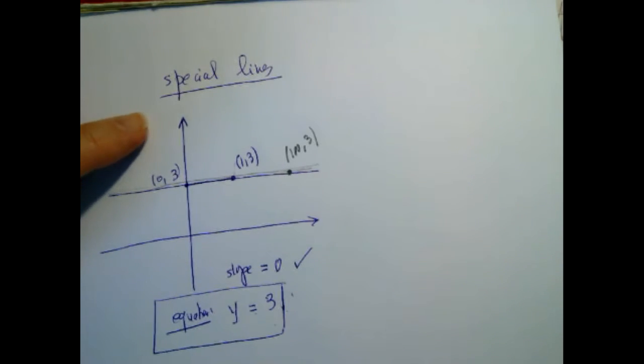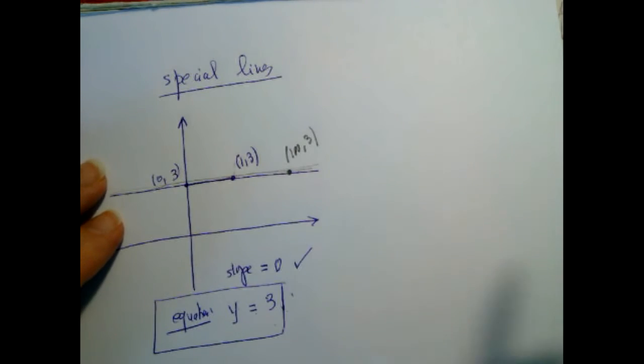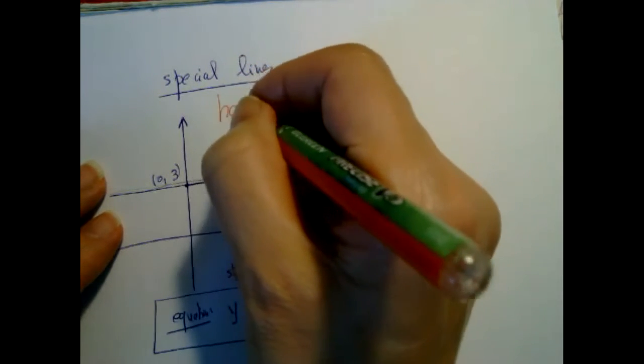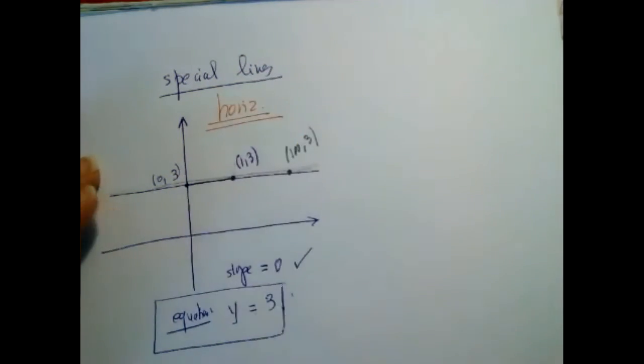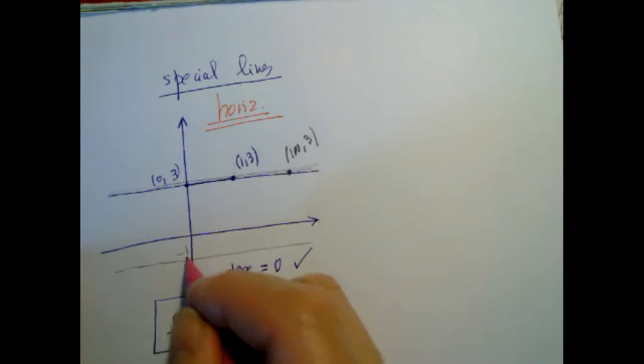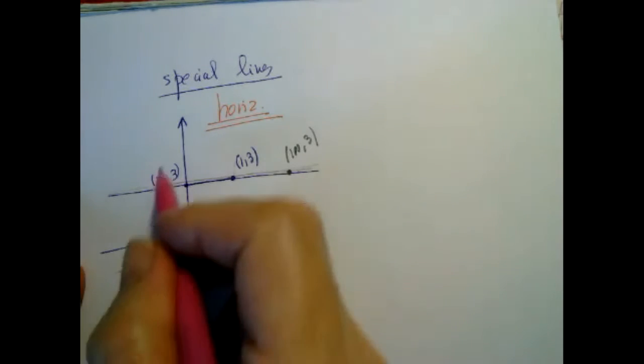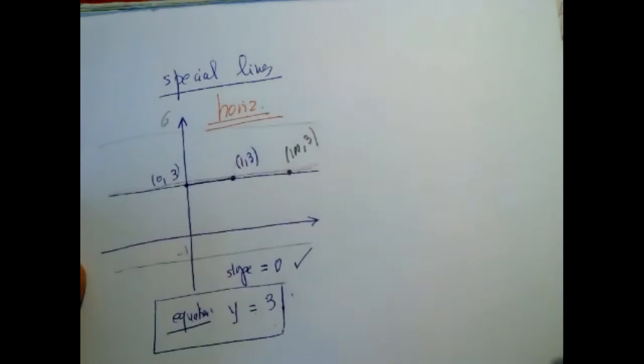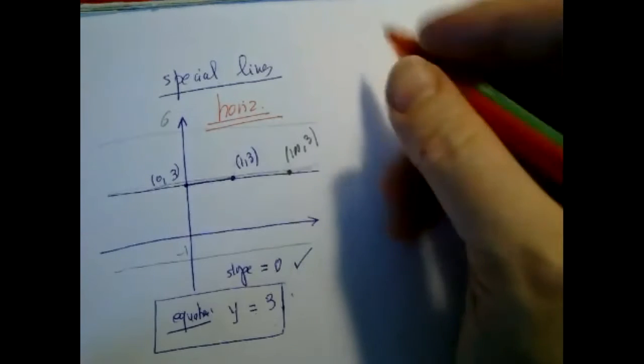So that's the equation of a horizontal line. The horizontal line is y equal to 3. So for example, if I have y equal to -1, or y equal to 6, and so on and so forth. Now, vertical line.